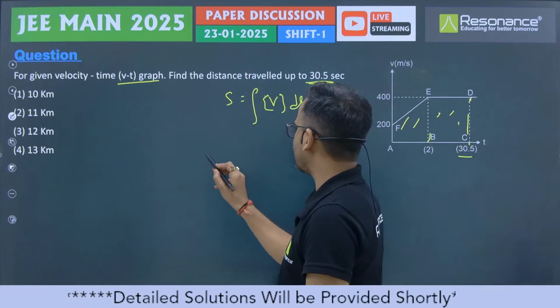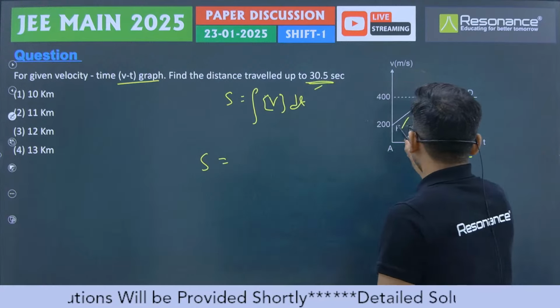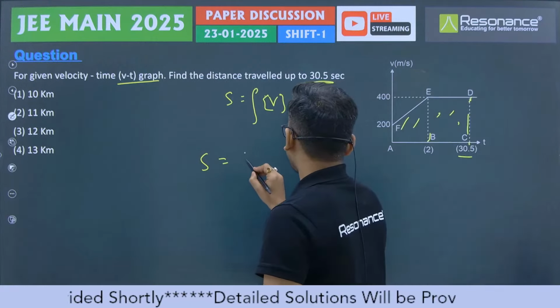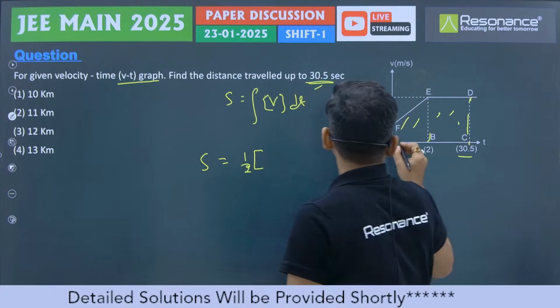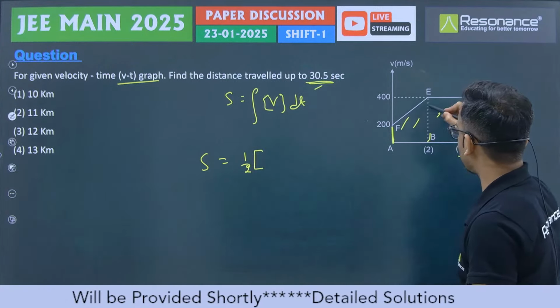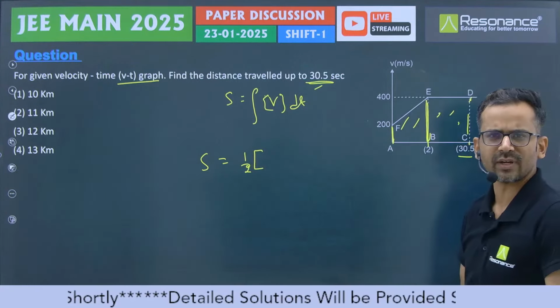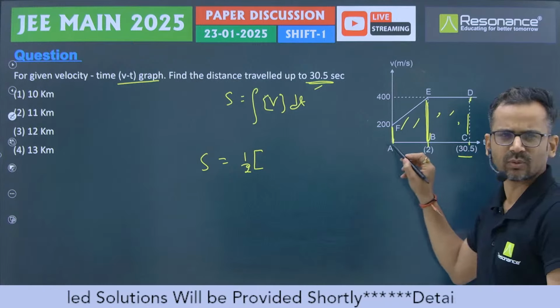So here the distance will be half into the sum of parallel sides for this trapezium. I am taking this as a trapezium, but you can take it as a triangle also, a triangle then a square and all.